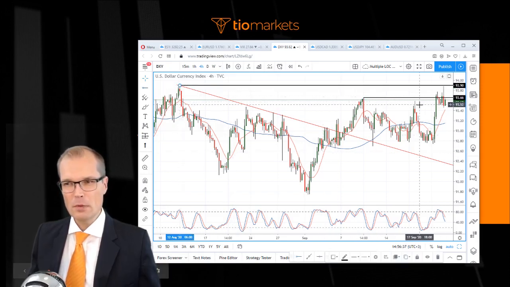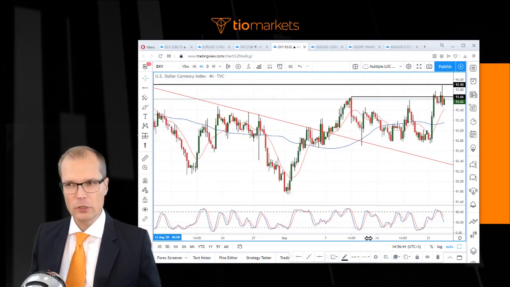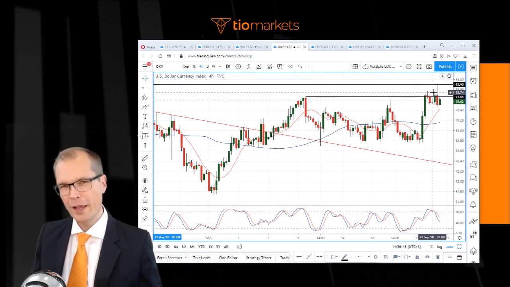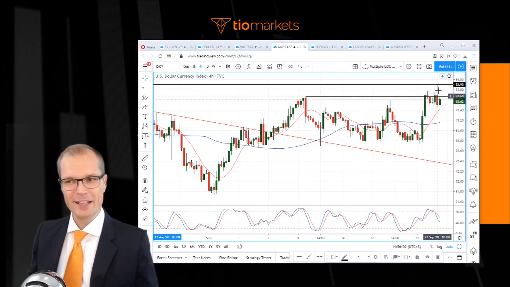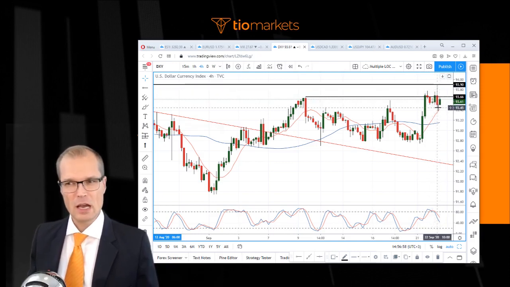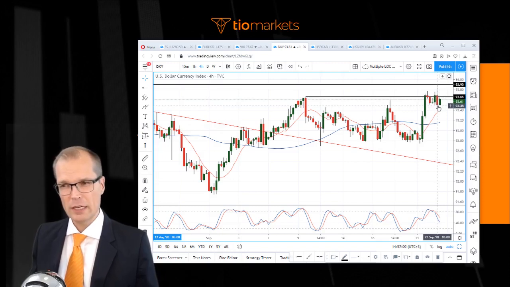You can see how the market moved beyond that level here, but then it failed to go beyond the 93.90 level and created this rejection candle. So the market rallied, but then failed to hold these levels. The sellers came in and forced the price lower again. So it's very interesting to see what's likely to happen now.